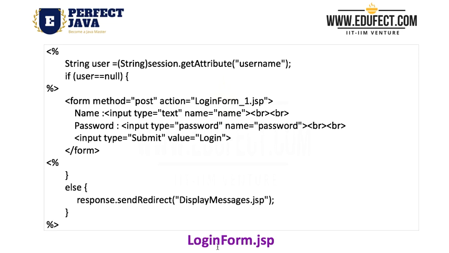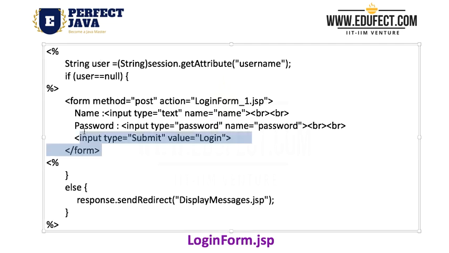We are in this JSP called login form.jsp, and what are we saying here? String user is equal to session.getAttribute username. From the session, the first thing we are checking is we are getting the attribute username. And if user is equal to null, which means we did not find any user here, then we are putting out a form which is the login form. This is what we are doing when the user is null, which means we did not find any user in the session.